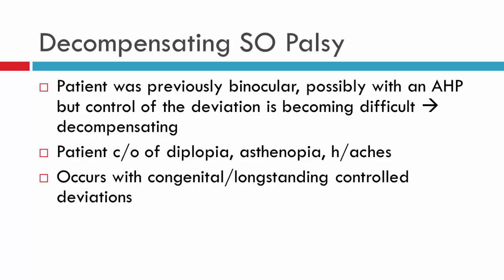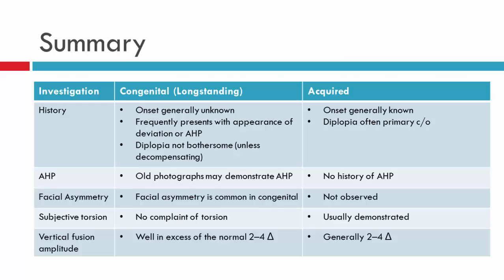Now, the way you'll work out that the patient has a decompensating superior oblique palsy is that the presenting complaint will be diplopia and asthenopic symptoms, and as you go to investigate the patient, you will discover that they have a fourth nerve palsy and they will have the hallmark features of a congenital or long-standing fourth nerve. For instance, if you measure their fusion range, you're likely to still find it to be larger than 4 prism diopters, despite the fact that they may be struggling to control. You will usually find extended fusion ranges. So look for all those things that you usually do for a congenital fourth nerve palsy, and you'll be able to put the picture together to diagnose the patient with a decompensating superior oblique palsy.